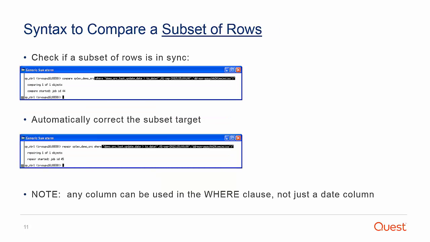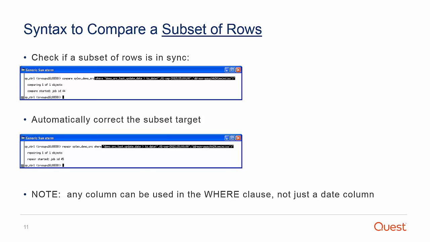Now, let's say you're replicating a 100 million row table and you had a server crash yesterday at 3 p.m. You know the data up until 3 p.m. is in sync, but you're not sure about the data after the crash. For situations such as these, compare and repair offers a WHERE clause option to limit the subset of data. This WHERE clause is pretty much the same as you would use in any Oracle query. For example, you can run compare where the last update date is after yesterday at 3 p.m.